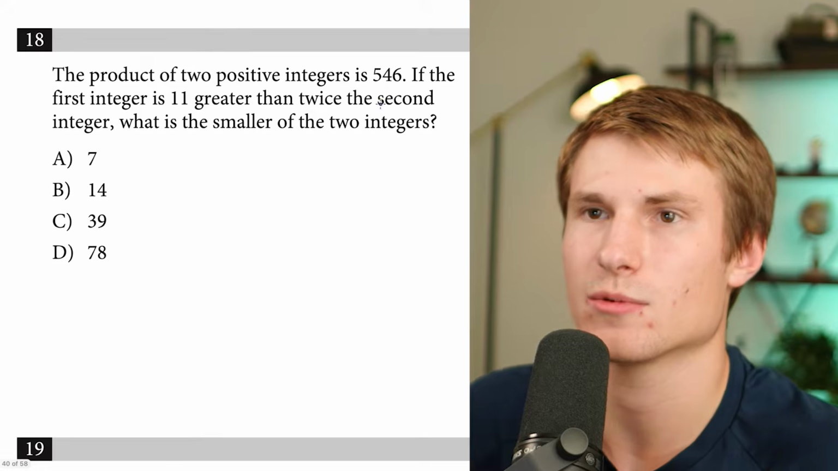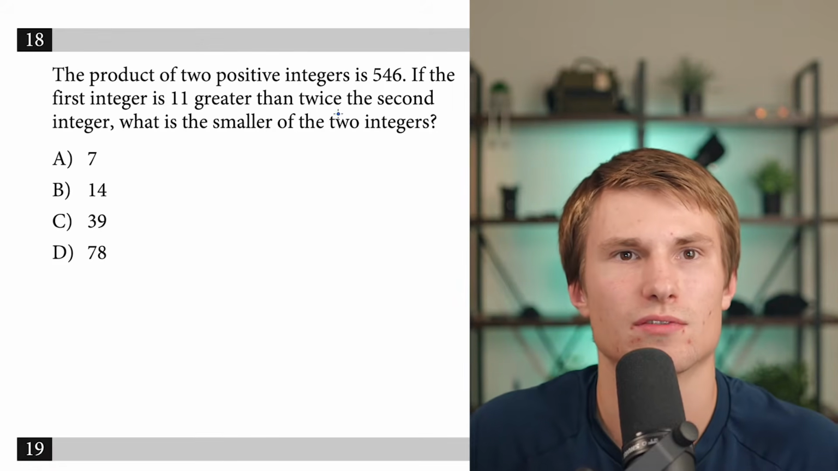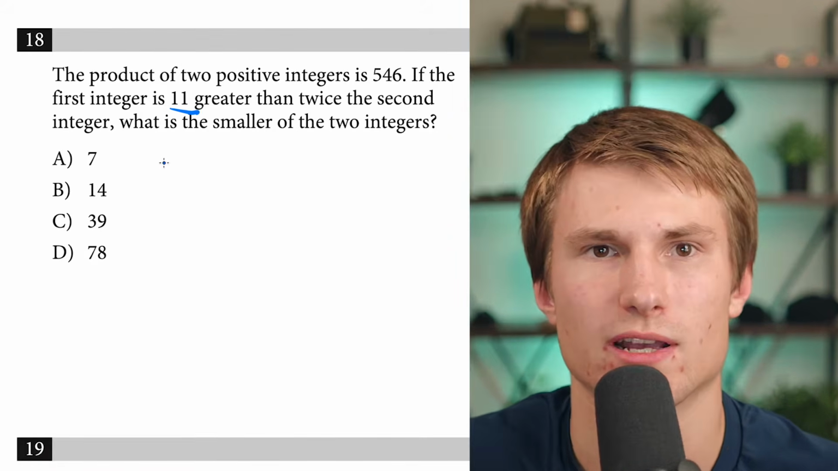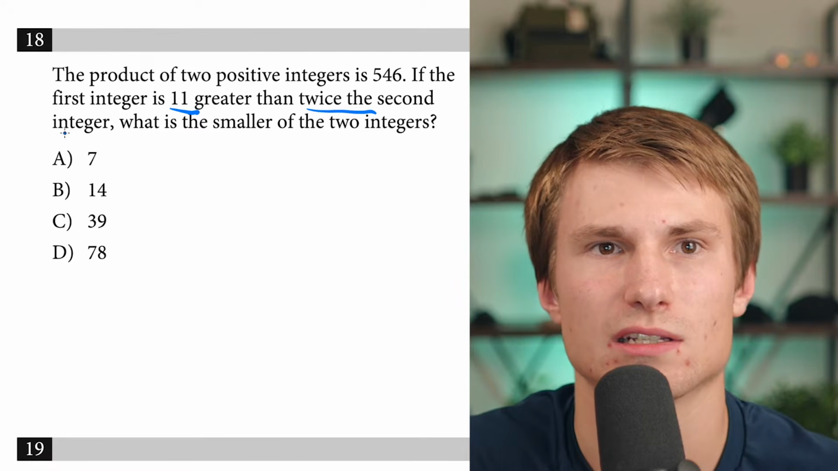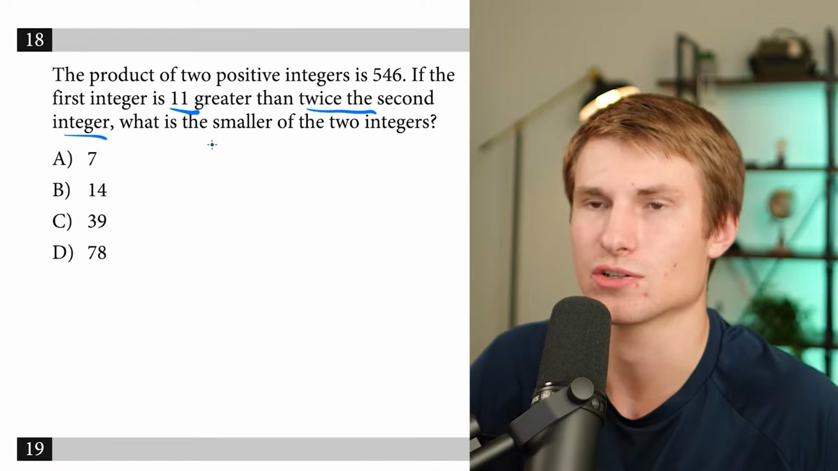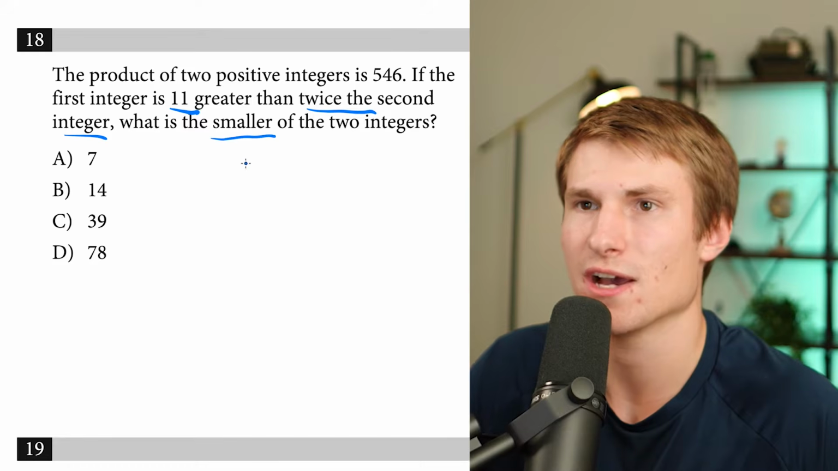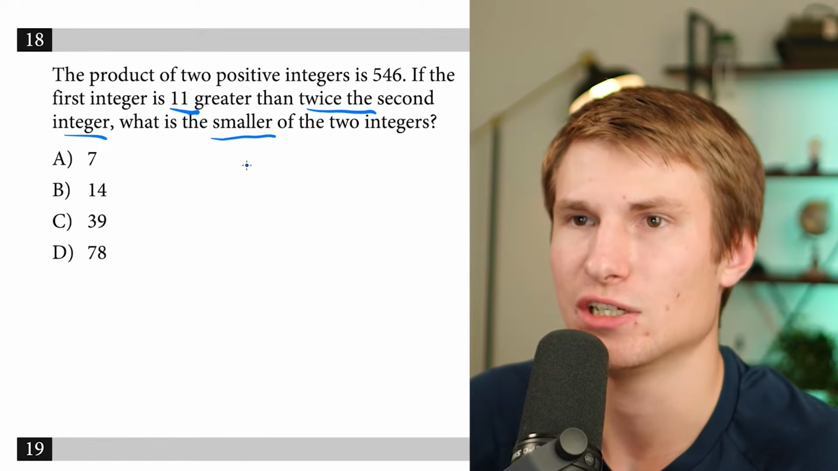The product of two positive numbers is 546. If the first integer is 11 greater than twice the second integer, what is the smaller of the two integers? Okay, so we need to solve for the smaller one. So I'm going to use S for smaller, and I'm going to use G for greater.